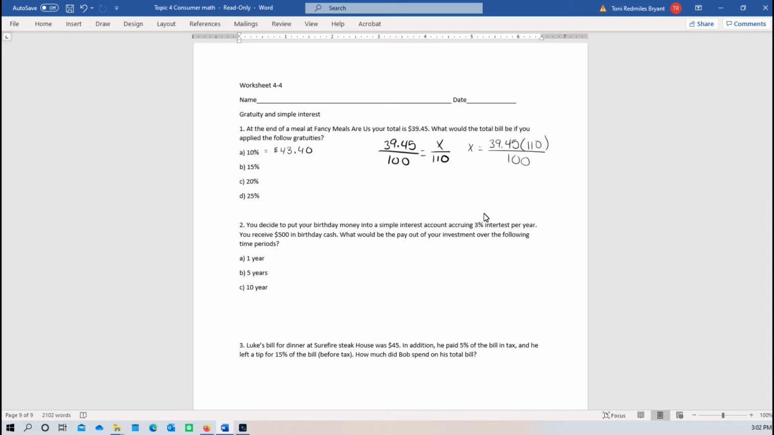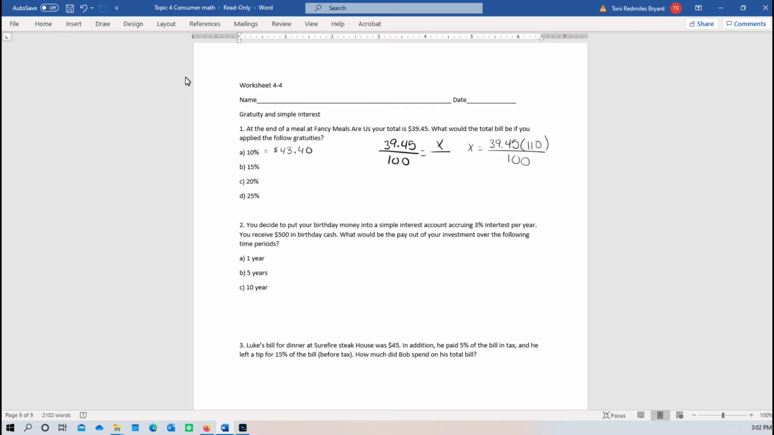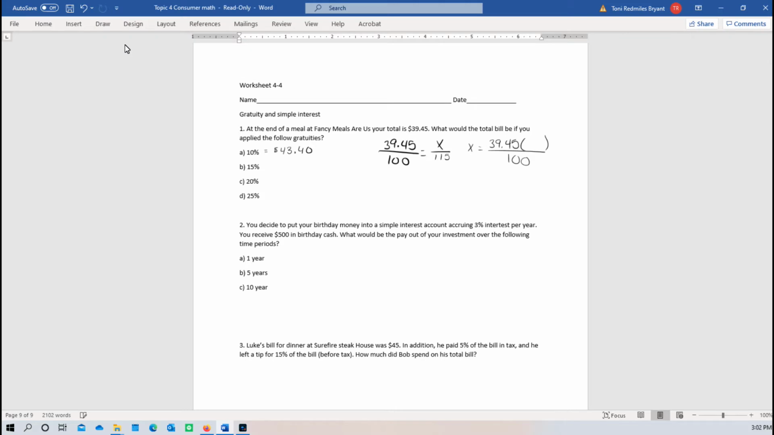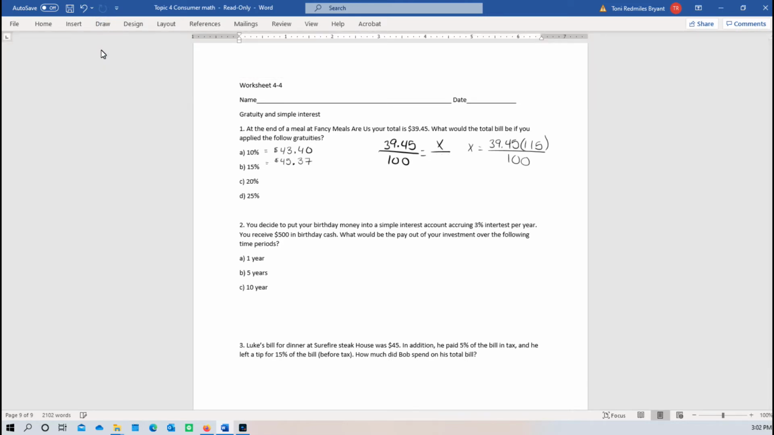For the second one, I'm going to do the same thing, only now I'm going to change my 110 to 115. All right, so let's go ahead and do that math. And when you do that, 39.45 times 115 divided by that 100, you should get $45.37. Now, it makes sense that 15% tip will be higher than 10% tip, right? So if you got a number that's lower, you probably just made a little bit of a mistake in your multiplication.